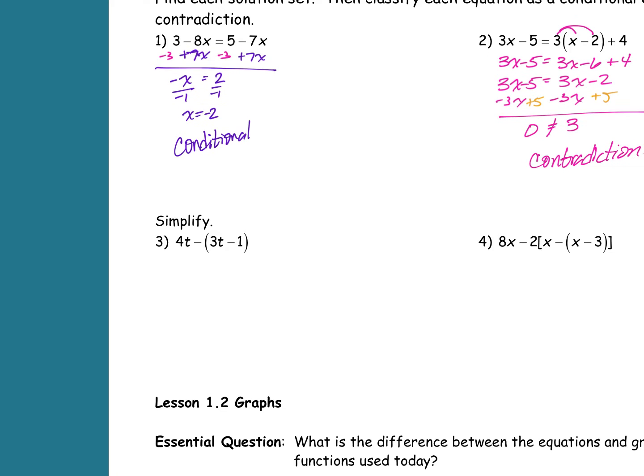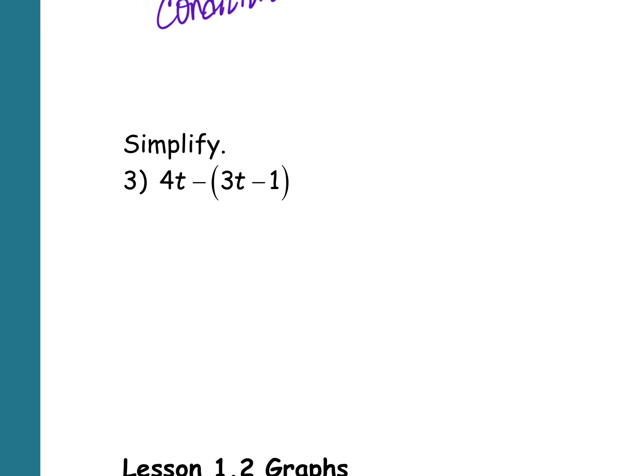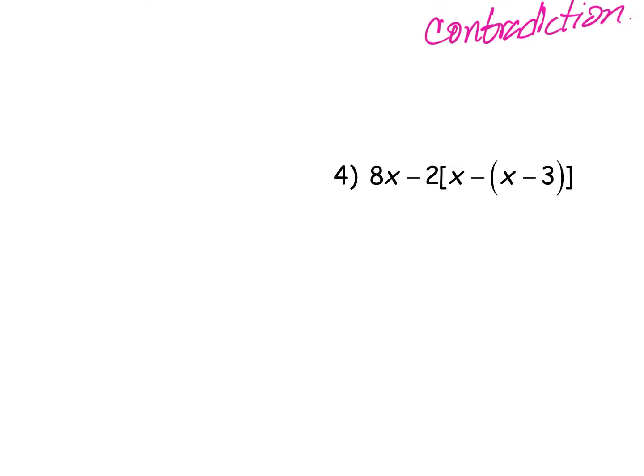Okay, there we go. And then these ones just combine like terms, right? Simplify. So I'm going to distribute the negative, and I get 4t minus 3t plus 1. So t plus 1. Did I do it wrong? I think that one's right.